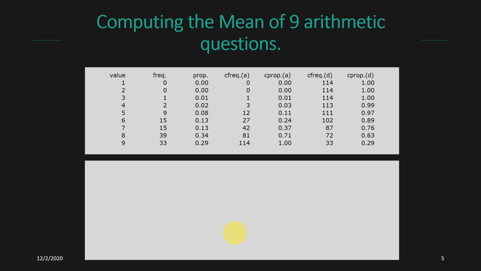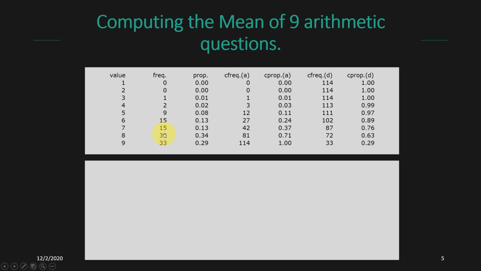So first, let's think about computing the mean of the 9 arithmetic questions. Out of my 114 hypothetical students, here's a frequency table showing you the value, what score they got on those 9 questions. So we had 33 people get all 9 of them right. 39 people only got 8 of them right. 15 people got 7 right. 15 people got 6 right, and so on and so forth.